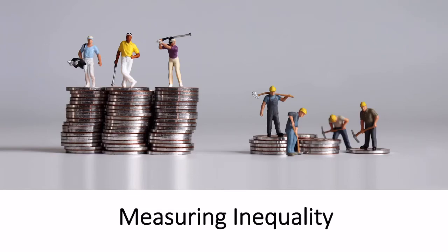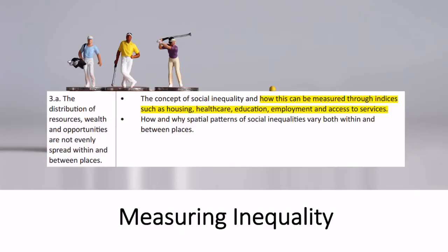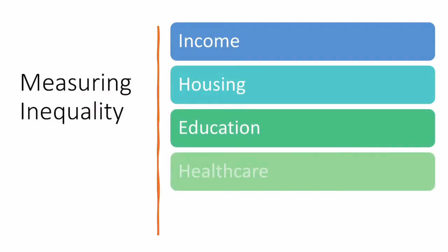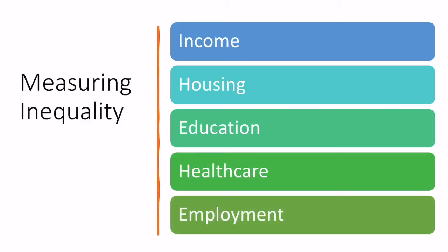In today's lesson, we're going to talk about measuring inequality. This is part of the OCR A-Level Geography Spec 3.A, where we need to look at different indices to be able to look at inequalities between a number of factors. Those factors that we're going to look at include income, housing, education, healthcare, and employment.